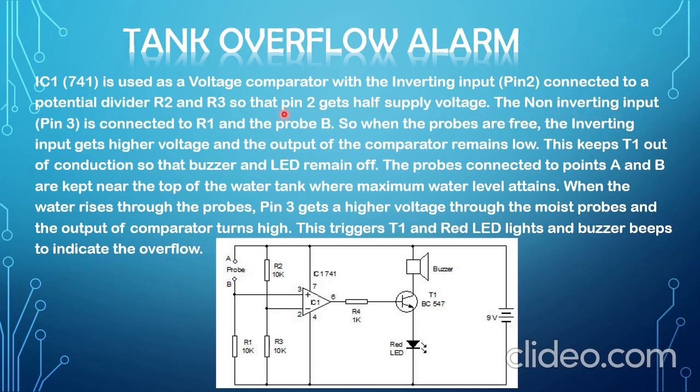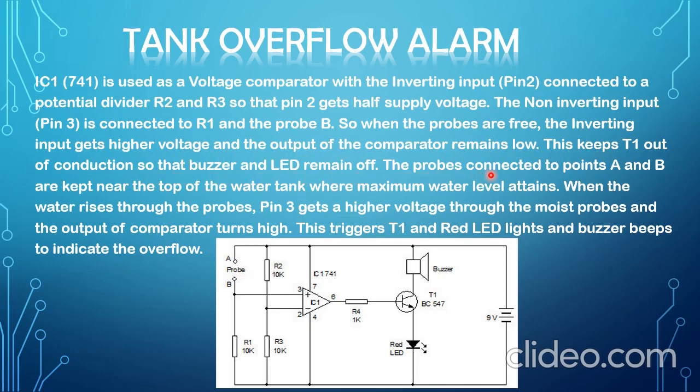The non-inverting input pin 3 is connected to R1 and the probe B. So when the probes are free, the inverting input gets higher voltage and the output of the comparator remains low. This keeps T1 out of conduction so that the buzzer and the LED remain off.